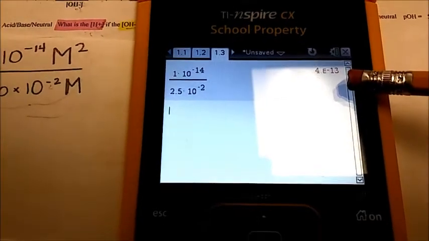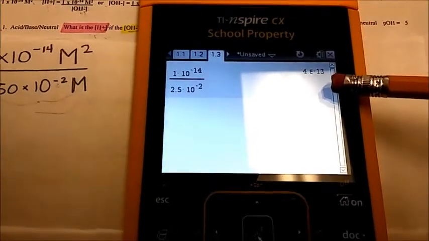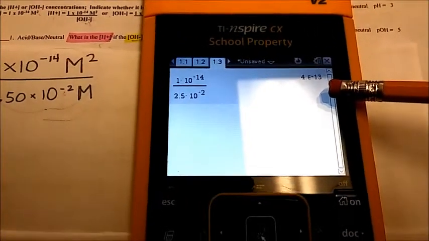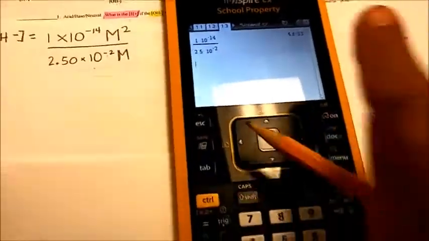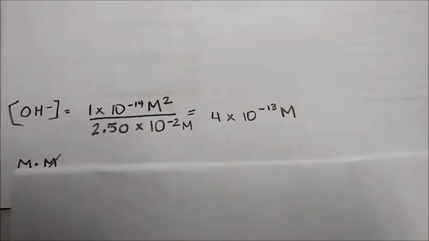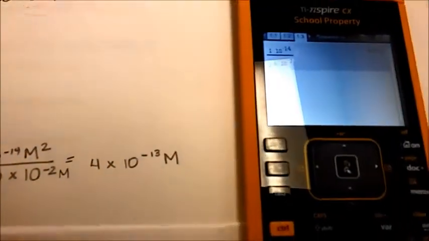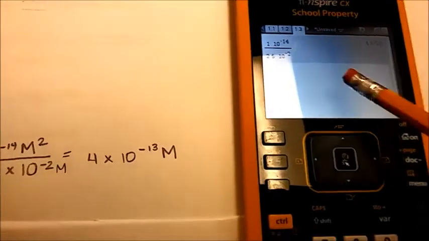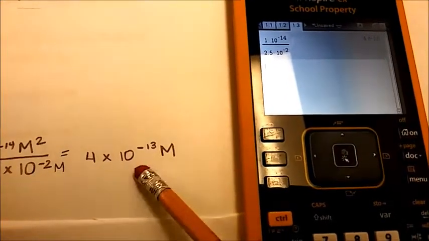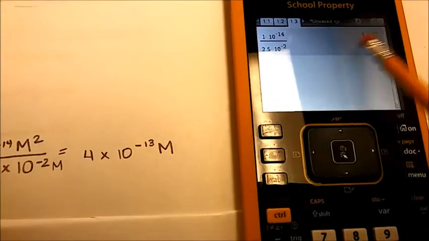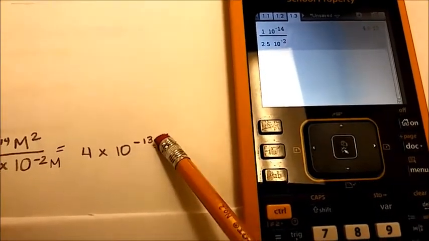4e negative 13. That's how the calculator expresses it, but that's not how I want you to write it, so you're going to write it correctly. You're going to write that down as 4 times 10 to the negative 13. The e pretty much means times 10, and then that's the exponent, so it goes up here, negative 13.